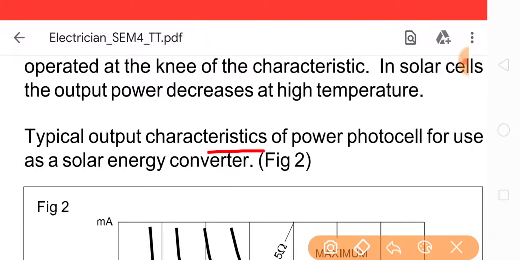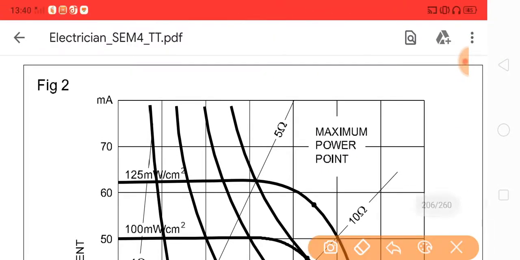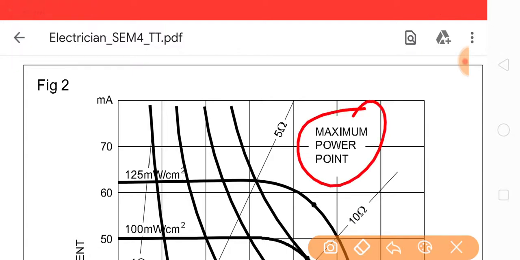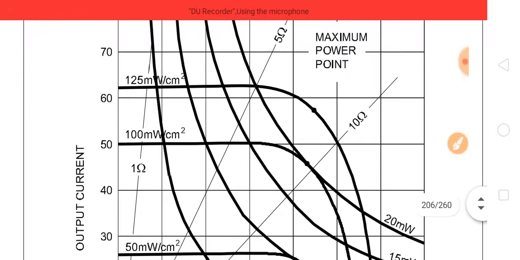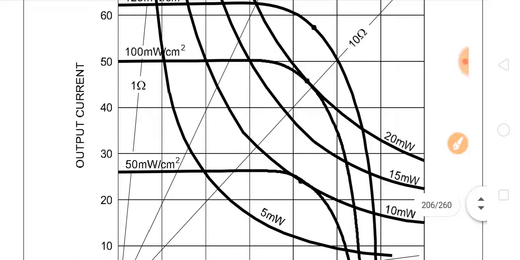Typical output characteristics of a power photocell for use as a solar energy converter. Picture 2 gives the maximum power point and output current.